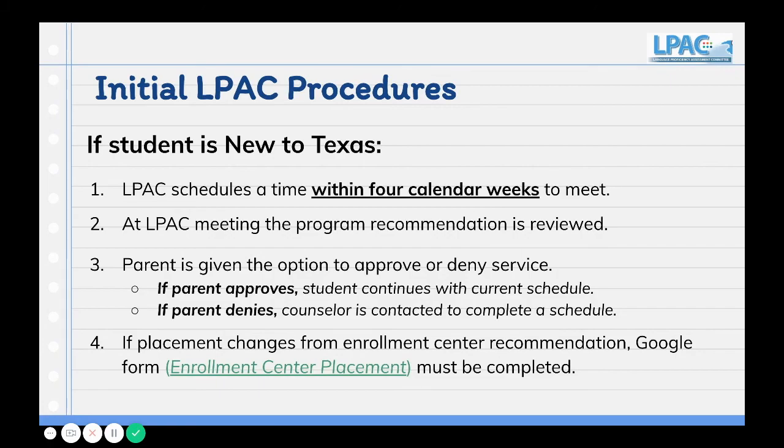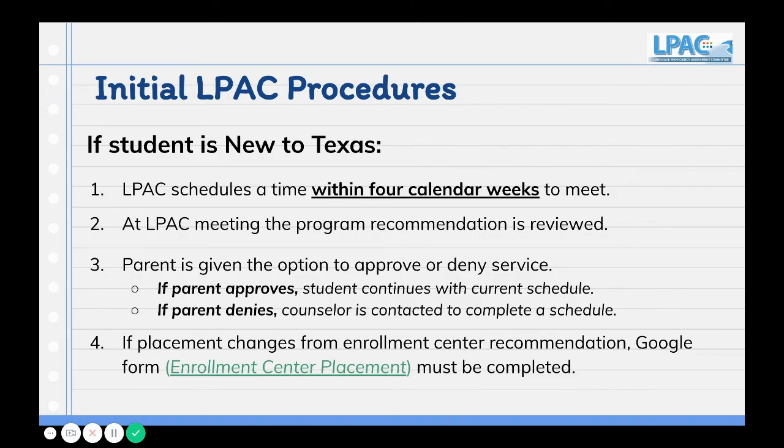The ELLPAC schedules a time within 4 calendar weeks to meet. At the ELLPAC meeting, the program recommendation is reviewed. Parent is given the option to approve or deny services. If parent approves, the student continues with current schedule. If parent denies, the counselor is contacted to complete schedule.